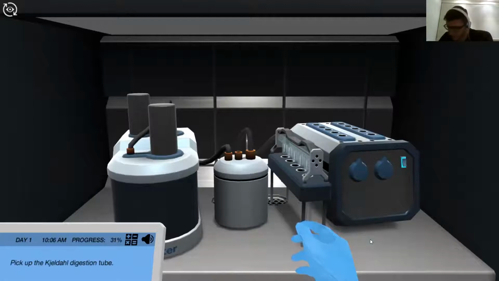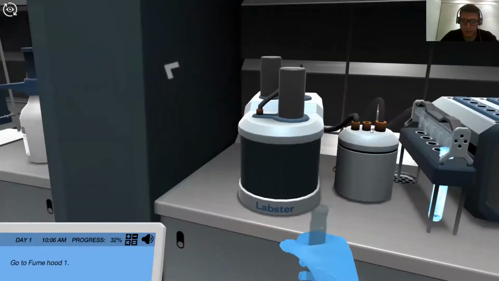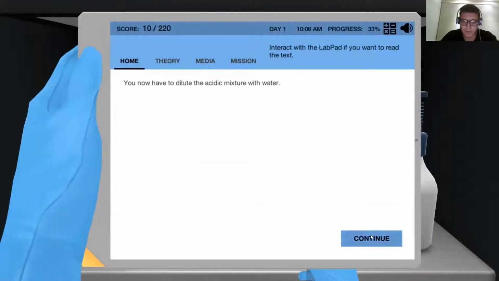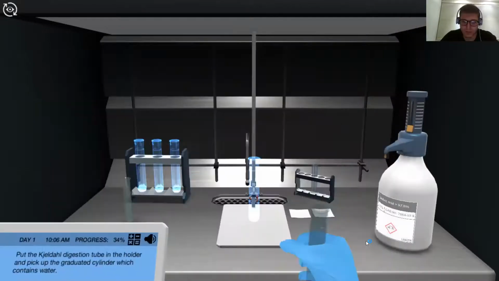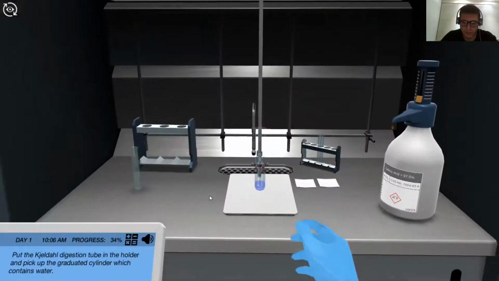Pick up the Kjeldahl digestion tube. Go to fume hood 1. You now have to dilute the acidic mixture with water. Put the Kjeldahl digestion tube in the holder and pick up the graduated cylinder which contains water.